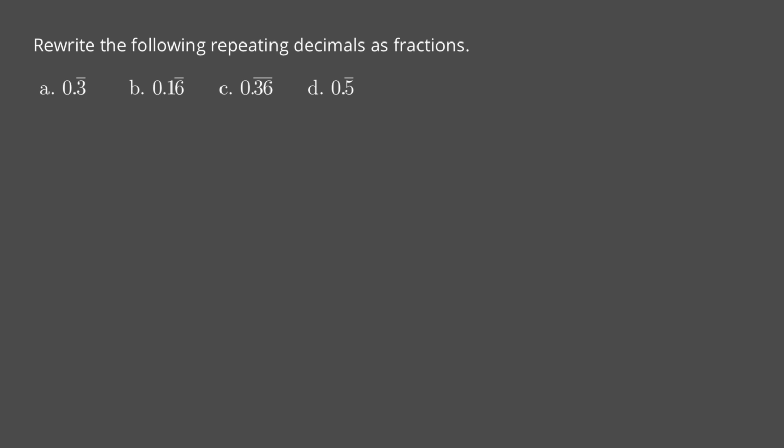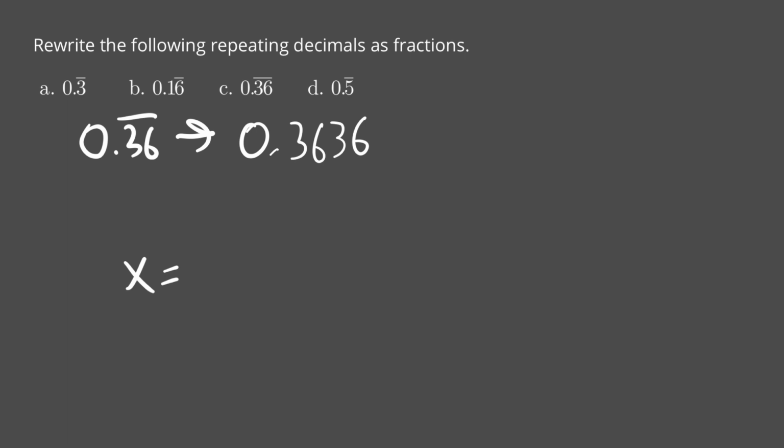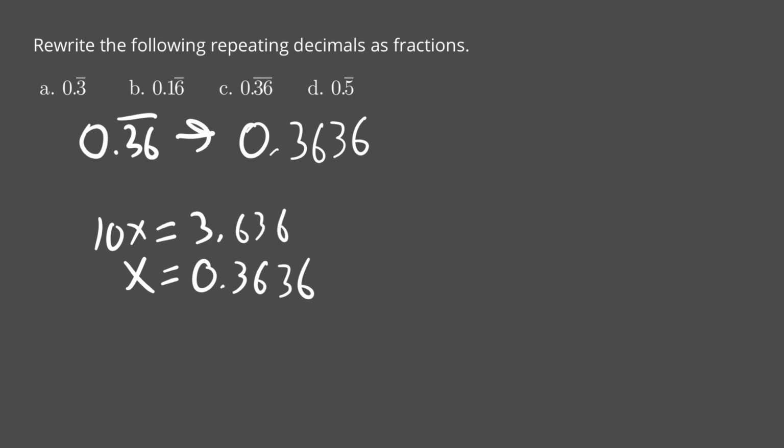For part C, we have 0.36 repeating, which can be rewritten as 0.3636. Step 1 remains the same. We're going to write x equals 0.3636. Now if we tried our previous step of taking 10x, that would give us 3.6363, and you notice the trailing decimals never cancel. So we don't want to do this. So we'll erase that.